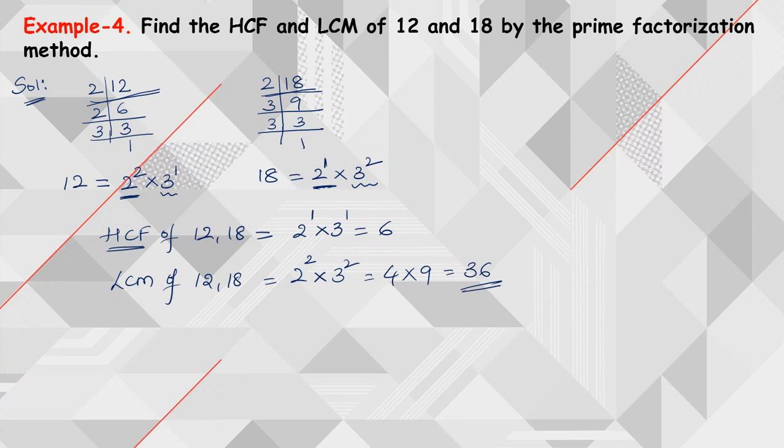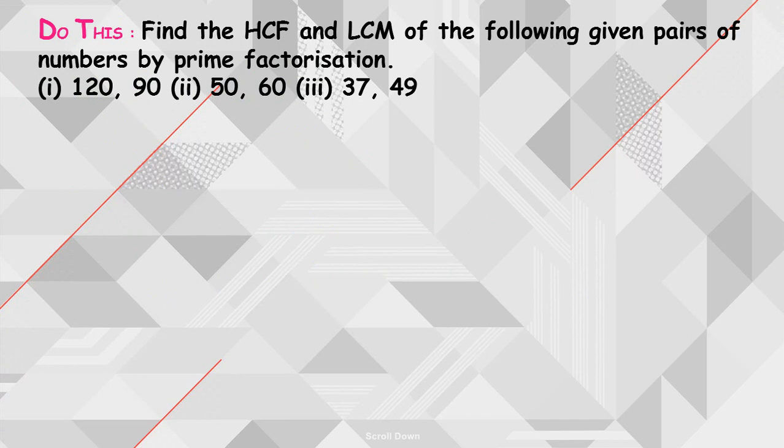Okay, so likewise we can find the LCM and HCF of the given two numbers by means of prime factorization, right? HCF means least powers, and LCM means greatest powers. You need to remember these, right? Okay, next moving on to the next question. Find the HCF and LCM of the following given pairs of numbers by prime factorization. This is also similar to the previous question.